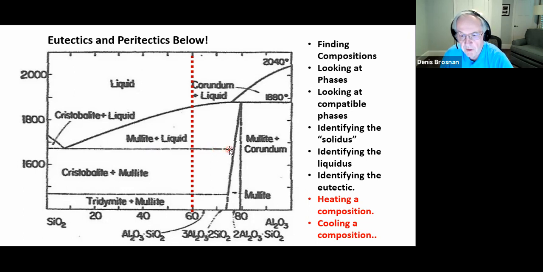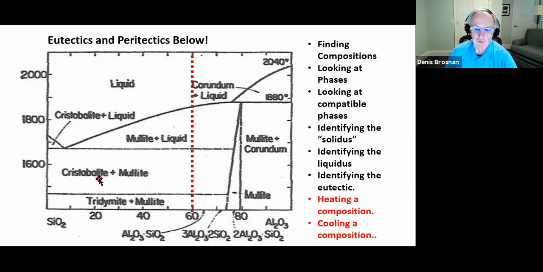Now you get over here to about 70 or 75% alumina or thereabouts, and all of a sudden the solidus jumps up to here, to 1880, because mullite has a very high melting point. And then the solidus continues over here until you get to pure alumina, where the melting point jumps up to 2040. So we have a liquidus telling us where everything's liquid. We have a solidus above which liquid takes place. And then we have phase names here.